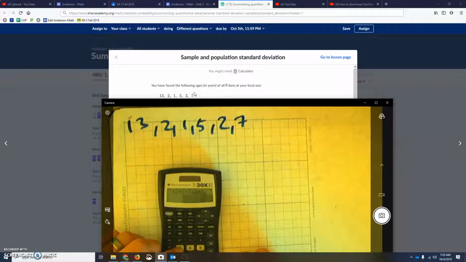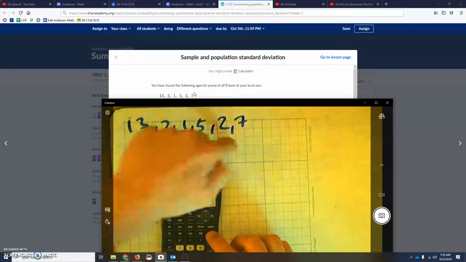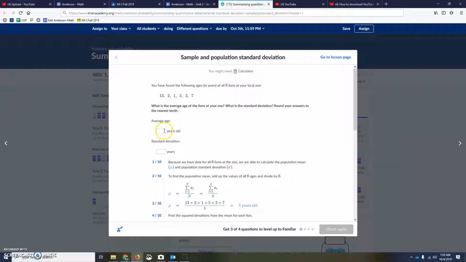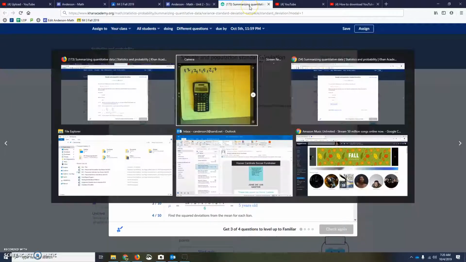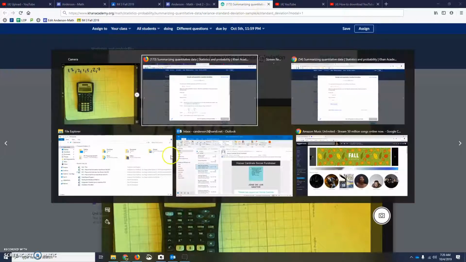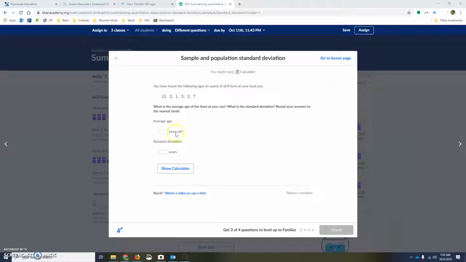So that's all the numbers. We get 30. We're dividing by 6 total numbers, and we get 5. So our average age is 5.